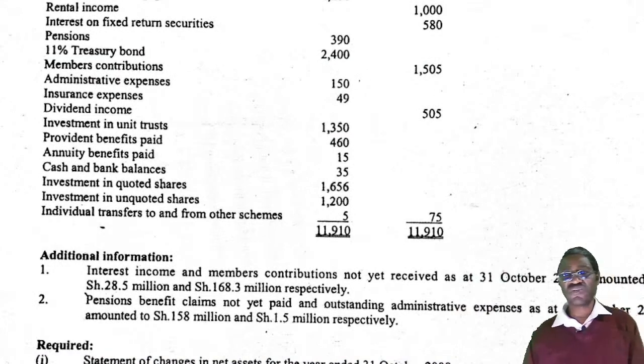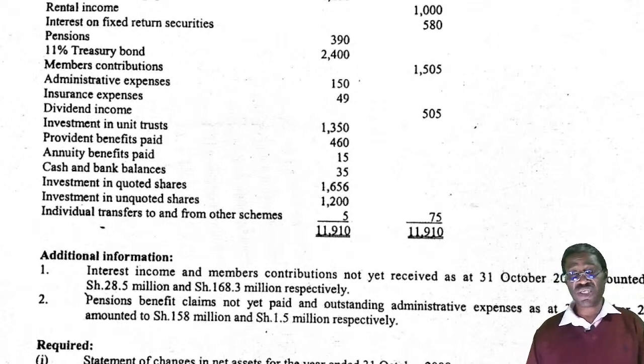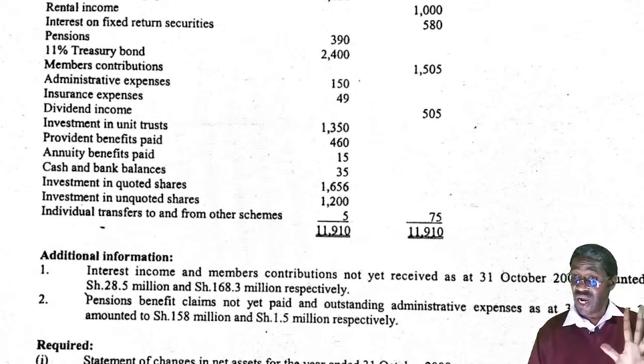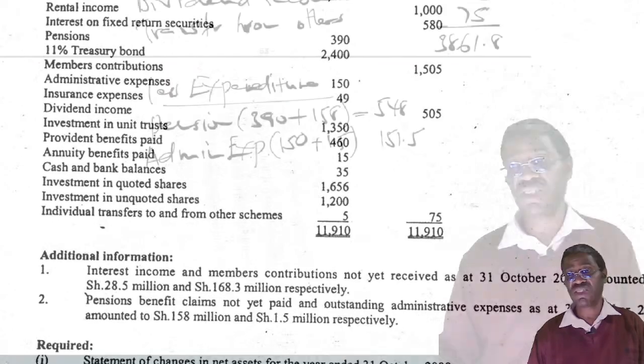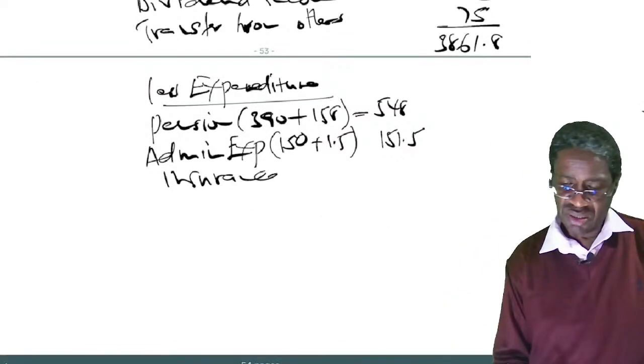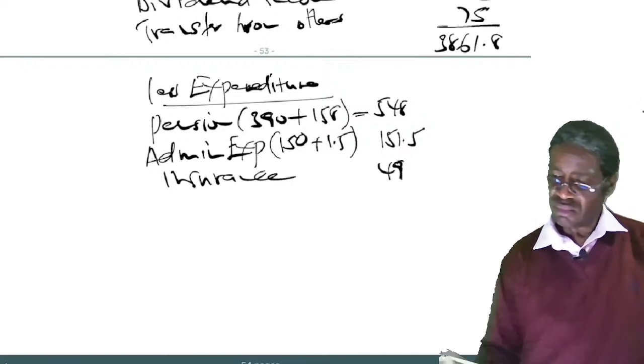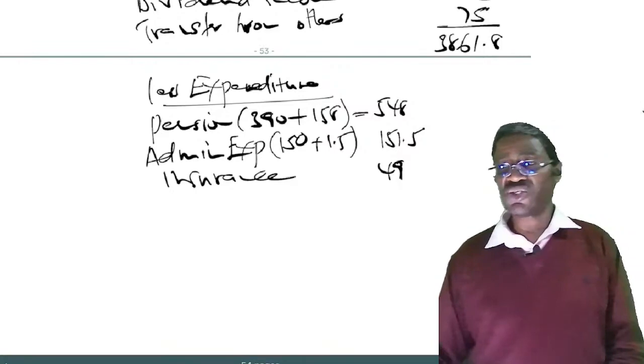After administrative expenses, I can see the next one is insurance expenditure, insurance expenses, 49. There was no adjustments anywhere that we read affecting the insurance. So we pick it as it is, 49. Come and see your insurance, 49. After insurance, we go to the next one.